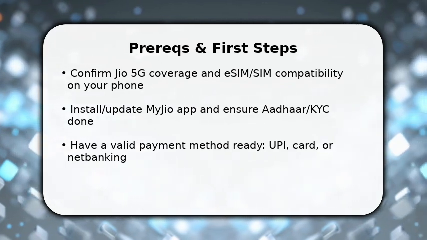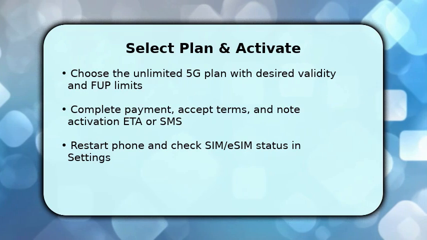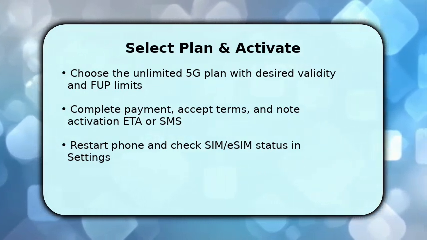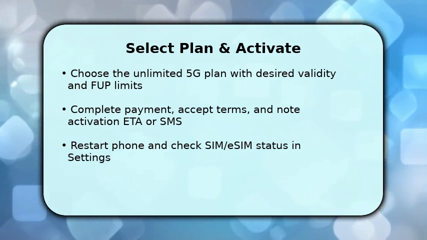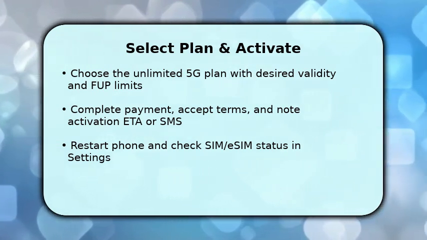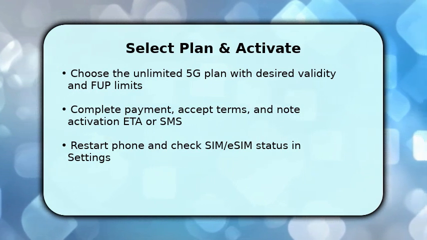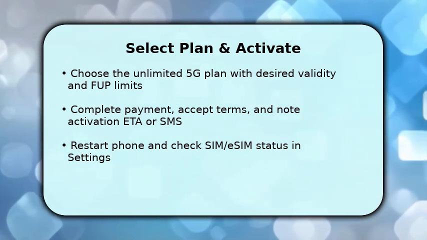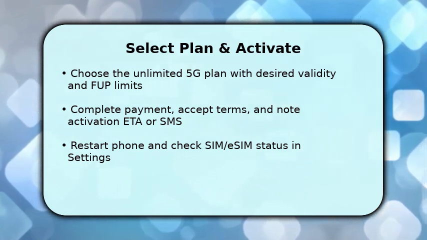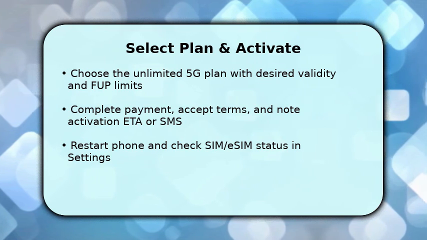You now pick the unlimited 5G plan that matches your usage and budget, paying attention to any fair usage policy that may throttle speeds after a cap. Once you tap Buy, complete payment, and accept the provider terms, you'll receive an SMS or in-app confirmation that activation is pending. Once the confirmation arrives, restart your phone to refresh network registration.